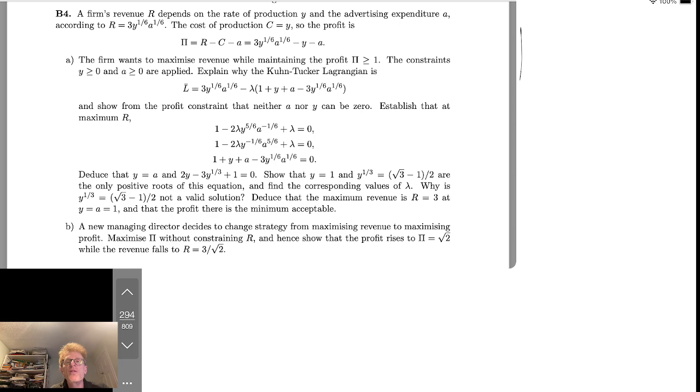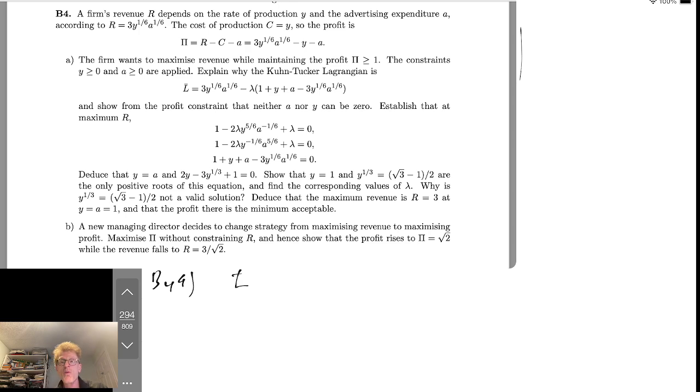We have constraints: Y is bigger than 0, so the production and advertising costs are bigger than 0. So we need to have a Kuhn-Tucker Lagrangian, as said. So that's for A.